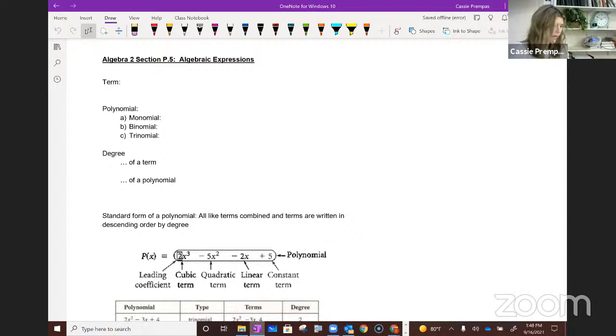All right, guys, let's go ahead and jump in. P5, so prerequisite section number 5, talks all about polynomials. And there's some important definitions that you have to know before we can really simplify polynomials well. So the first thing, every polynomial has what are called terms.